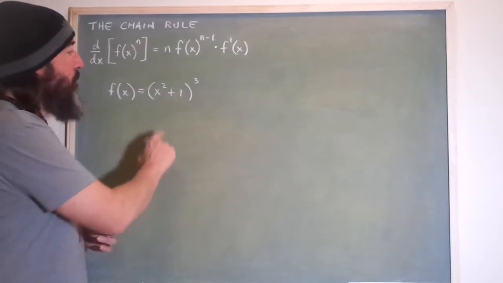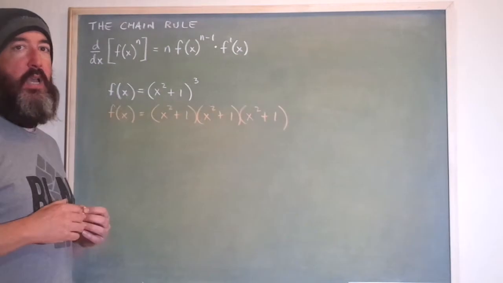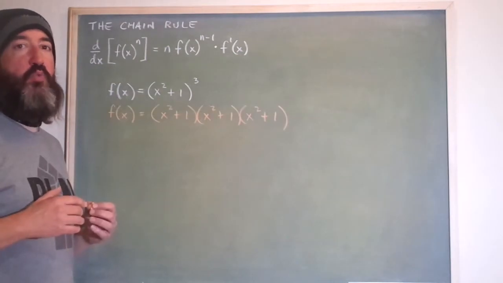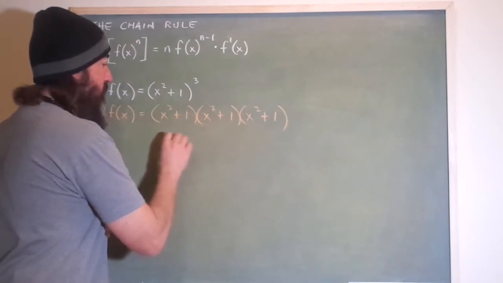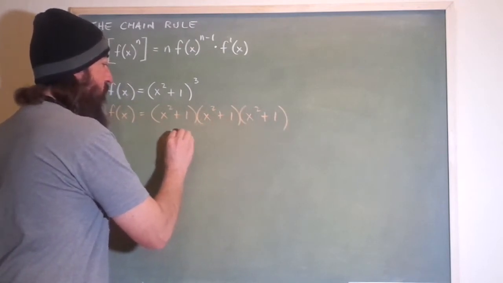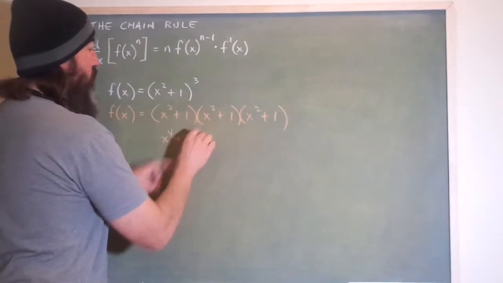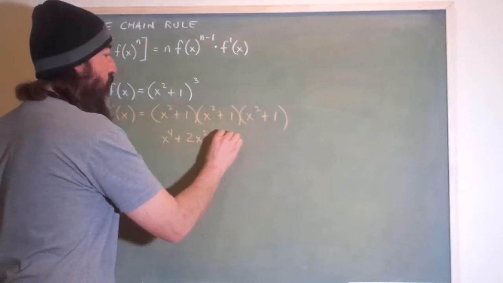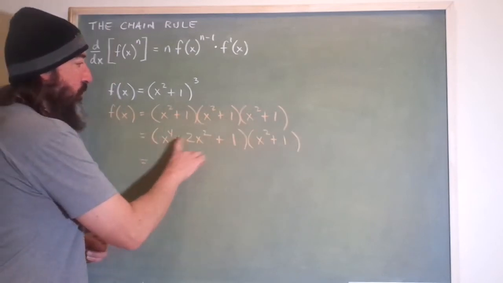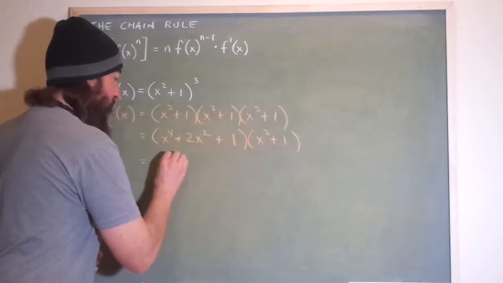I'm going to start by rewriting f of x. I'm going to expand x squared plus 1 to the third. Let me start by multiplying these two expressions. This would be x to the fourth plus 1x squared and 1x squared is 2x squared, and of course 1 times 1 is 1. Of course, x to the fourth times x squared is x to the sixth.